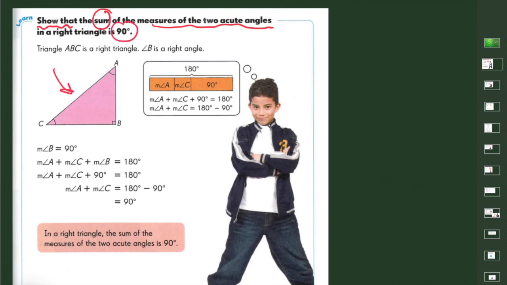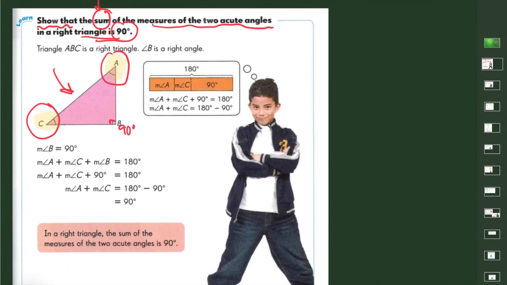Well, let's look at this right triangle first. We know that this is a right triangle because it has that little square in the corner. And so we know that the measure of angle B is going to be 90 degrees because we know a right angle is 90 degrees. So what this rule is saying is that when you have a right triangle, the sum of the other two acute angles, angle A and angle C, is going to be 90 degrees.